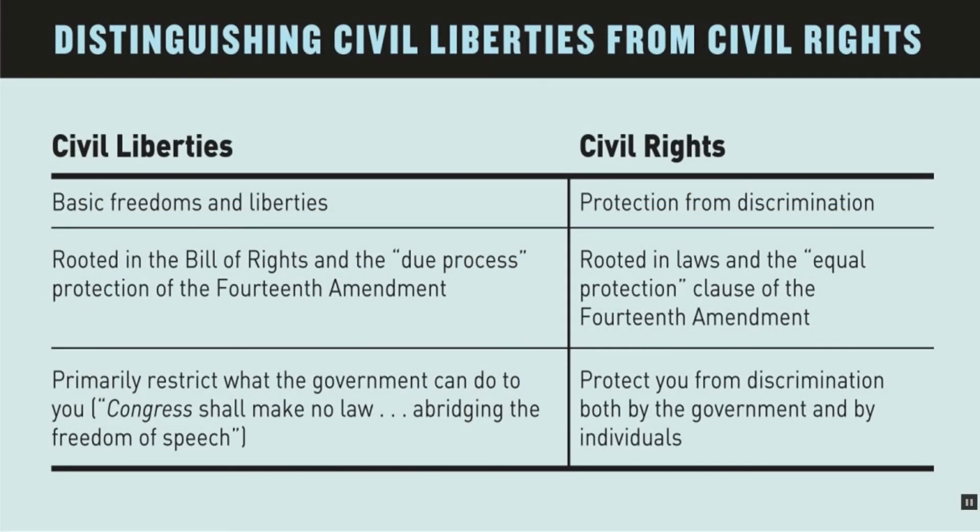So, to summarize, I want you to understand that your civil liberties, or your negative rights, are basic freedoms and liberties. They are rooted primarily in the Bill of Rights, and they primarily restrict what the government can do to you. So, for instance, "Congress shall make no law abridging the freedom of speech" tells us what Congress shall not do. It shall not make a law censoring people's speech.